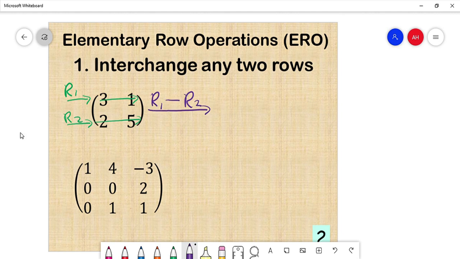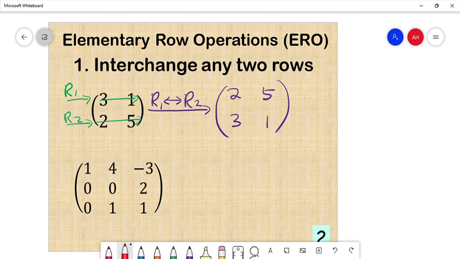We write it like this, with an arrow in both directions: R1 changes to R2 and R2 changes to R1. If we do that, the matrix will become like this: 2, 5. The second row becomes the first row, and the first row becomes the second row, so 3, 1 will be the second row. This is the new matrix after we interchange row number 1 and row number 2.